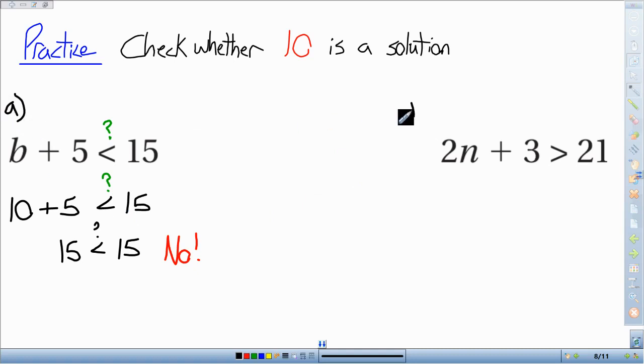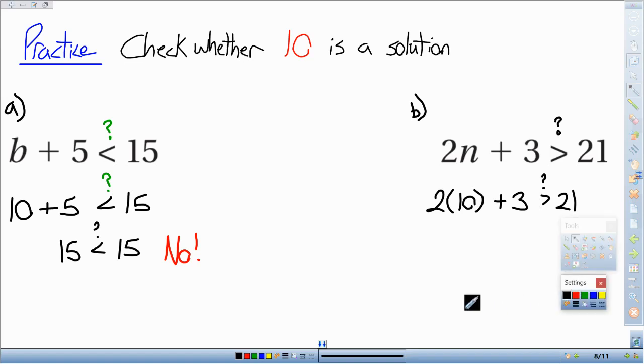All right, taking a look at this other one, which again, if you wanted to call this letter A, letter B, sorry, I forgot that. Plugging in 10 here, so we got 2 times 10 plus 3, and we're wondering, is that greater than 21? All right, simple math, let's do it all together. 2 times 10 is 20, plus 3, we're getting 23. Is 23 greater than 21? Well, obviously, yes, it is.